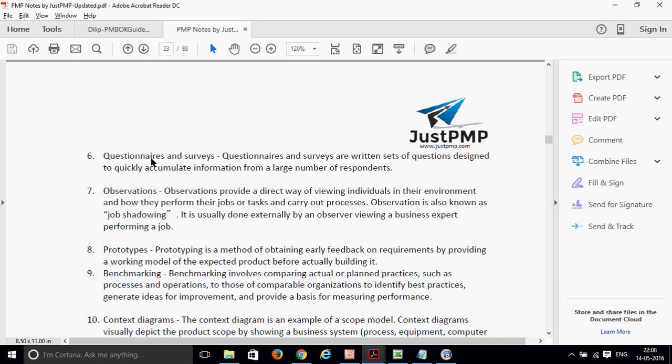Observation provides a direct way of viewing individuals in their environment, how they perform their jobs and tasks and carry out processes. For example, if I want to collect requirements based on how other people are doing it. Sometimes Flipkart or some other company wanting to launch an app will observe what other companies are doing, and note down the functionality and the requirements. That becomes one more process of collecting requirements.